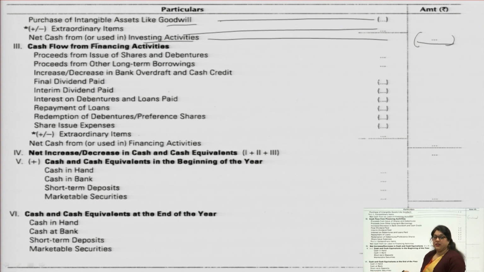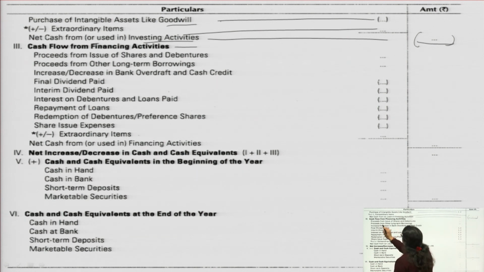So, we have covered two activities, the operating activities and the investing activities. Now the only thing left is the financing activity. We will start with the financing activity. I told you financing means making the composition of your capital. Maybe you are raising money from a loan, maybe through equity shares, debentures or preference shares. So, we will proceed.